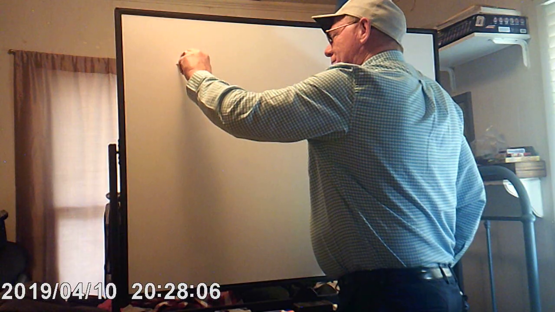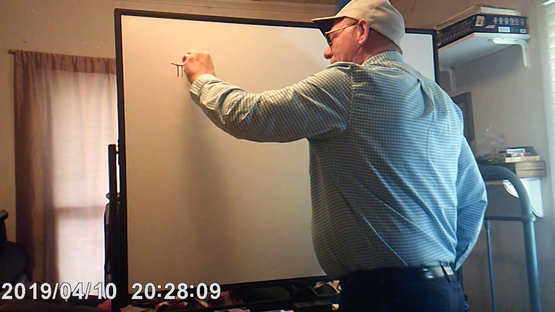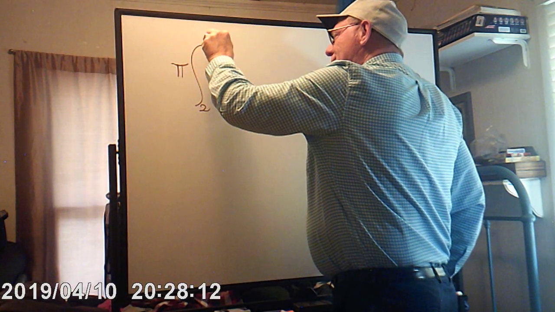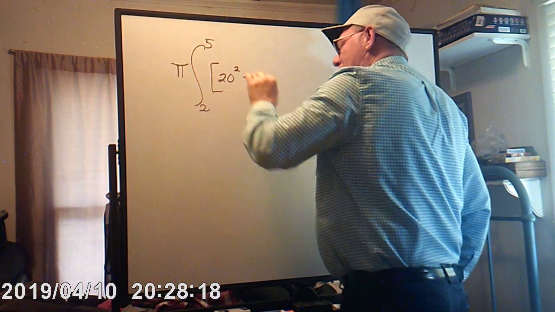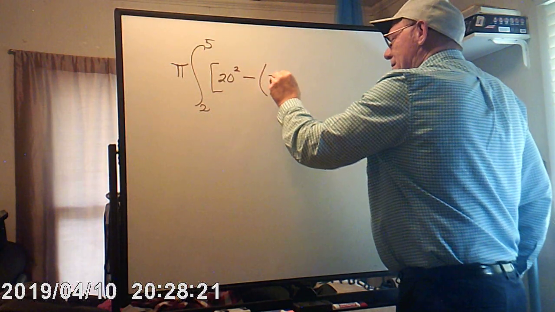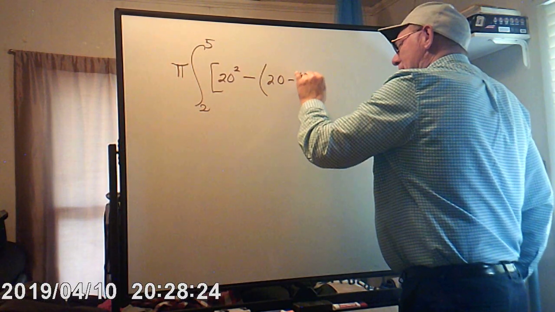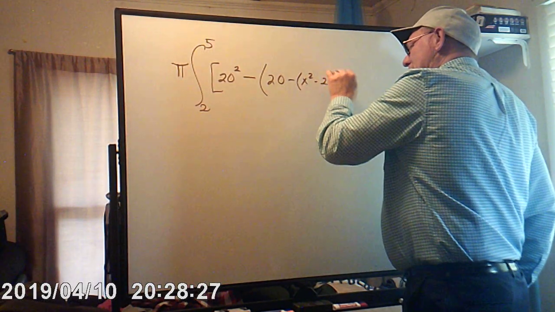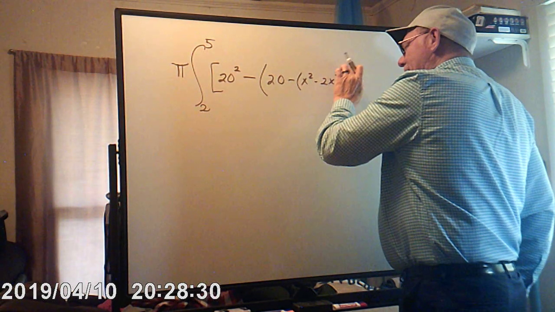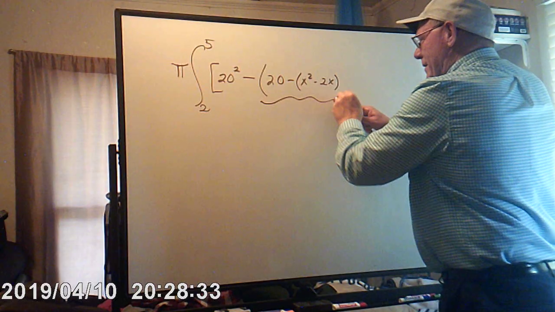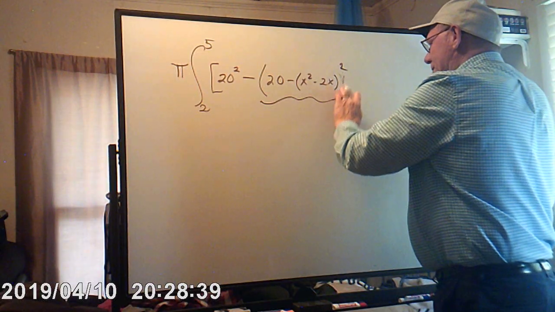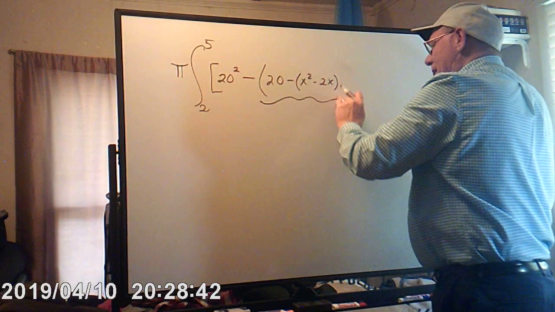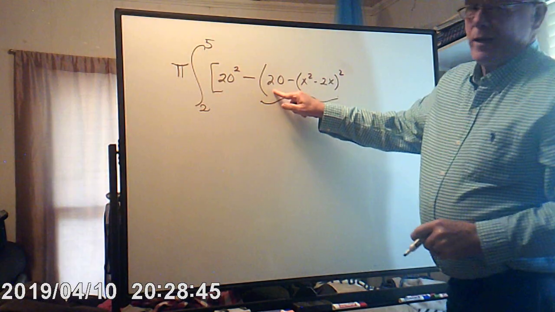Okay, so here's what it's going to be like. I'm going to go ahead and put it right here, make it look big. So this is pi from 2 to 5. So 20 squared, minus, now 20 minus x squared minus 2x, close that parenthesis. Don't square it here. You're squaring all of this. You've got to remember to square all of that. Don't do this kind of nonsense here. You've gone too far to mess up now. Don't square just that. You didn't square your 20 here.